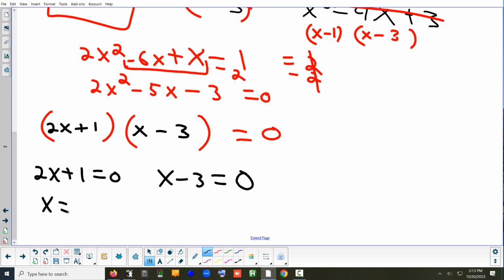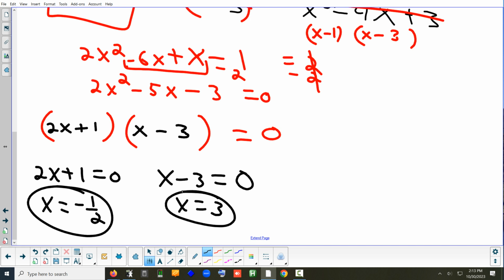What number would make 2x plus 1 equal 0? Negative 1/2. Yeah, negative 1/2. And what number would make x minus 3 equal 0? 3. And those are our 2 potential answers.